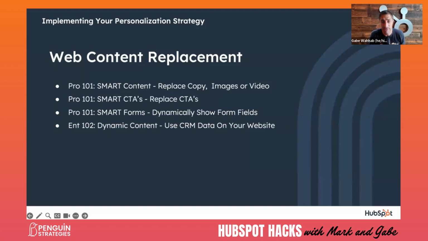And the first and most common tactic we see is web content replacement. And what this is, is the ability to just replace the default content with personalized content. HubSpot has 4 different areas for web content replacement, and those can be used both on your website and in email. Smart content is the ability to swap copy, images, or video. You have smart calls to action, or the ability to change CTAs; smart forms, which allow you to decide which fields to show to a user on forms; and finally, dynamic content that allows you to display information in your CRM dynamically based on who that is.